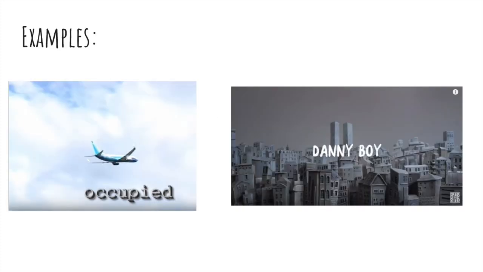Here are some examples. So you've got Occupied on the left, you can clearly see it's going to be in a plane or something to do with an airport. And then you've got Danny Boy over on the right there, where you can see a city sort of thing.